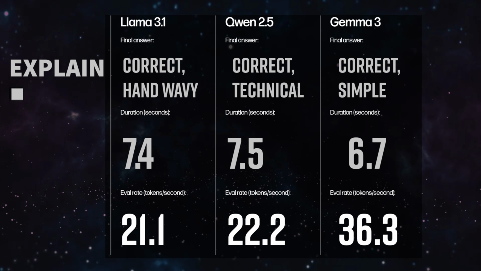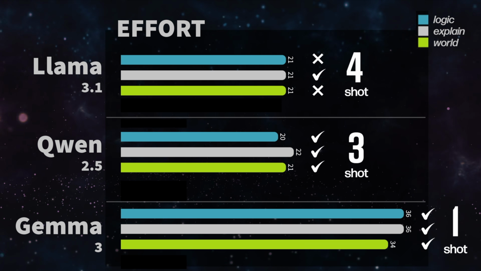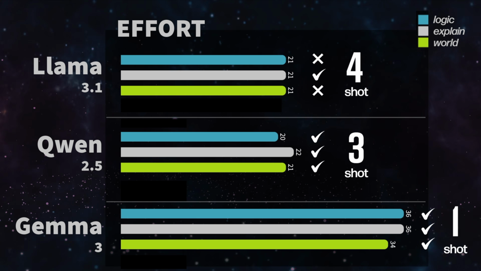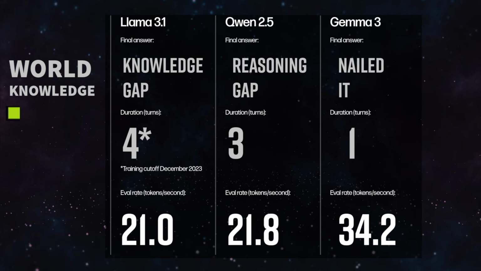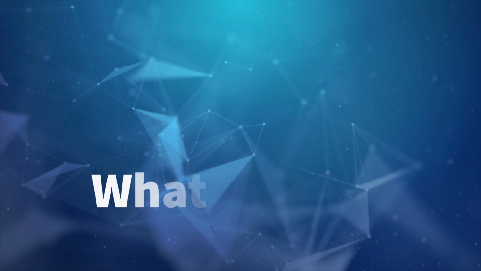And lastly, how much work did it take to get a useful answer? Llama took a bunch of tries and never quite got there. Qwen, also multiple tries, but much stronger reasoning. Gemma's our clear winner here. So the fastest model isn't just the one that responds first, but the first one to give you something usable with the least amount of time and effort.